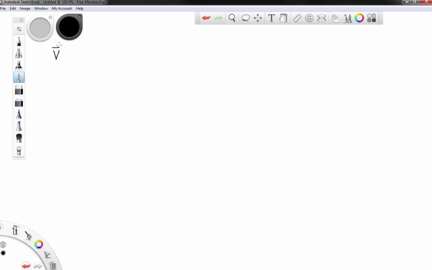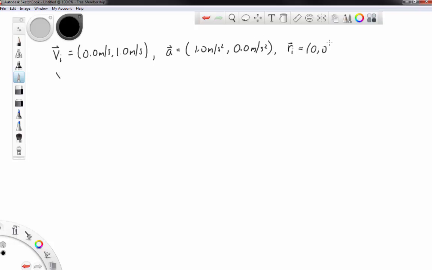So the initial velocity was given to us as 0.0 meters per second, comma, 1.0 meters per second. And the acceleration in general, because it's not changing, is given to us by 1.0 meters per second squared, comma, 0.0 meters per second squared. All right. And also the initial position was given to us as 0, 0, because it's at the origin originally.